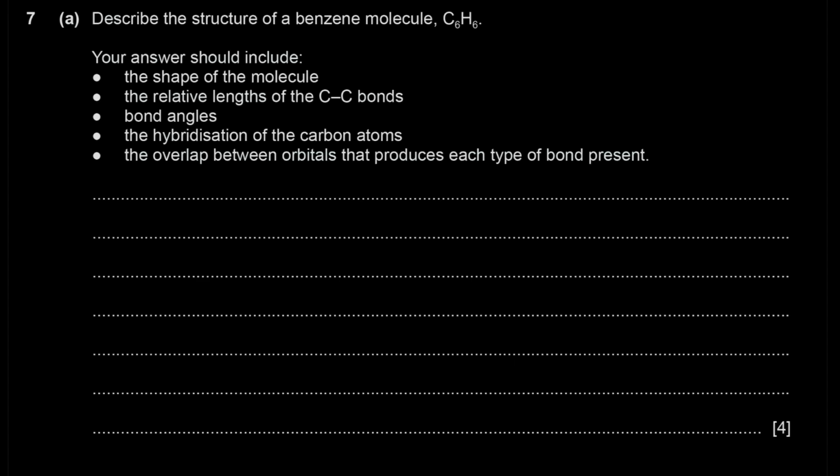All right. So here we have question number 7. Part A says, describe the structure of a benzene molecule. Your answer should include the shape of the molecule, the relative lengths of the carbon-carbon bond, the bond angles, the hybridization, and the overlap between orbitals that produces each type of bond present.